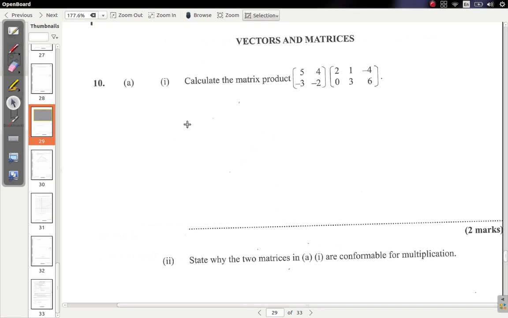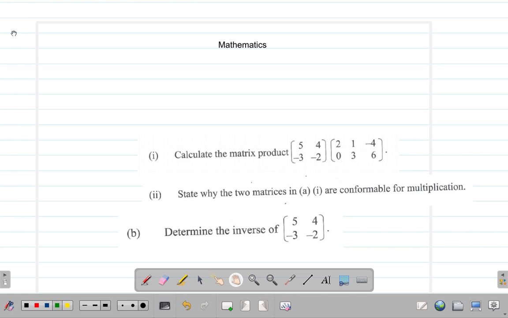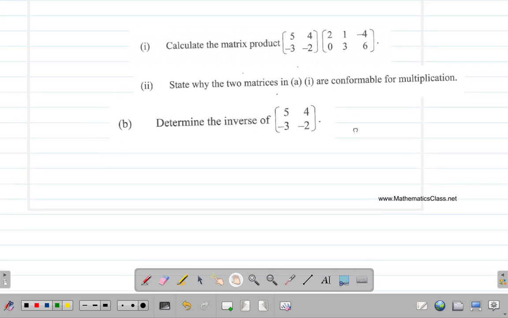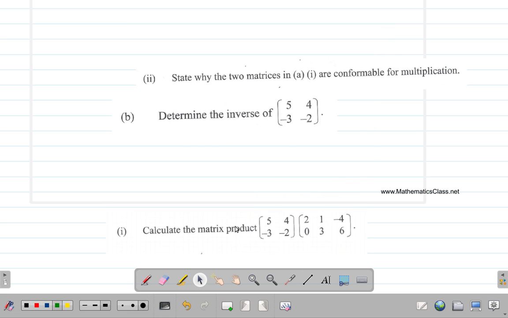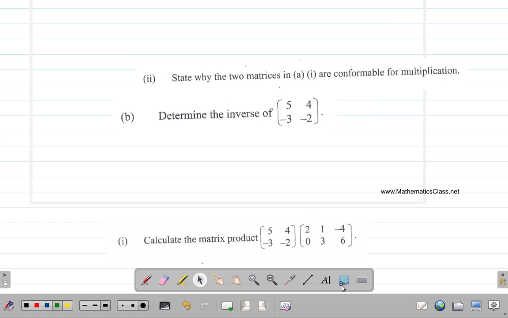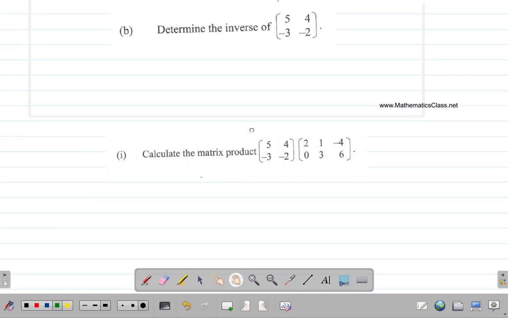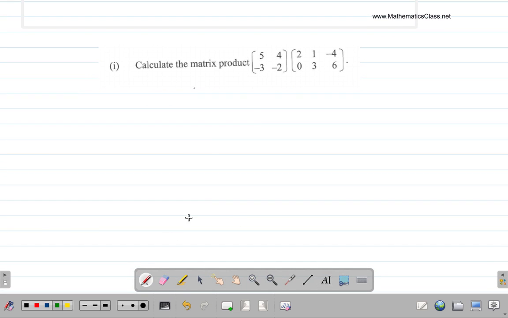This is the first thing we're going to be doing. I already copied this question over onto this screen. So, let us concentrate on this part. We move it down here. What does it say? We're going to calculate this matrix product.